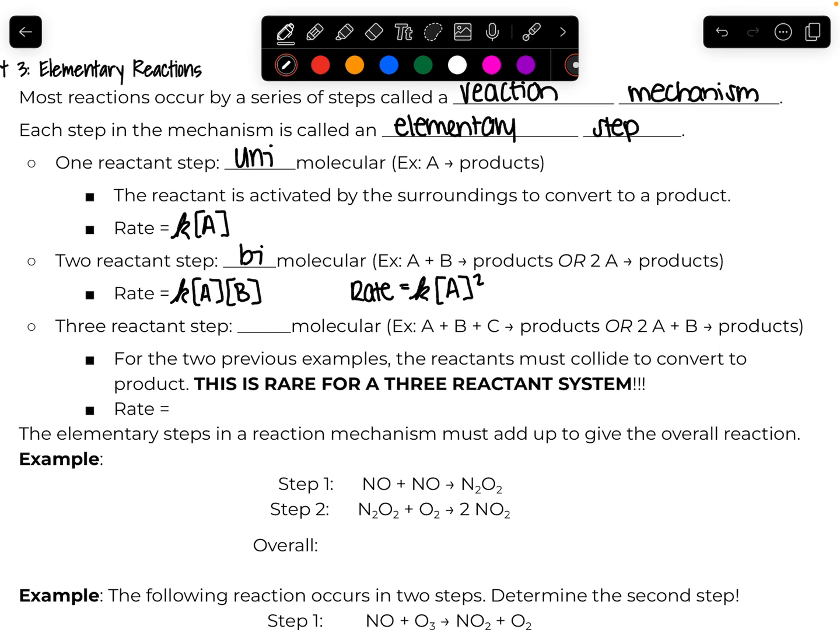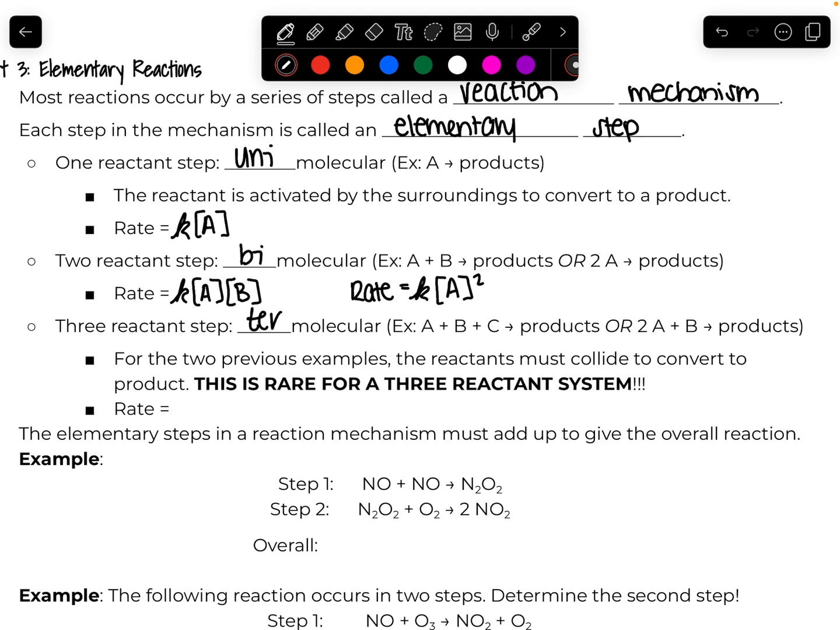Lastly, you could have a three reactant step. These are called termolecular. For both bi and termolecular mechanisms, you have multiple reactant particles. So because we know about collision theory, we know that those reactant particles would need to collide with each other with sufficient energy in the right orientation to then produce your products.